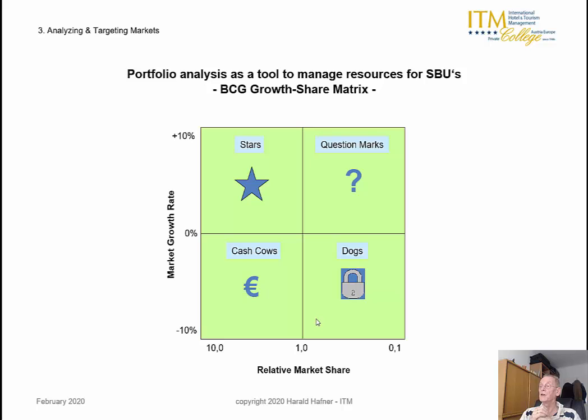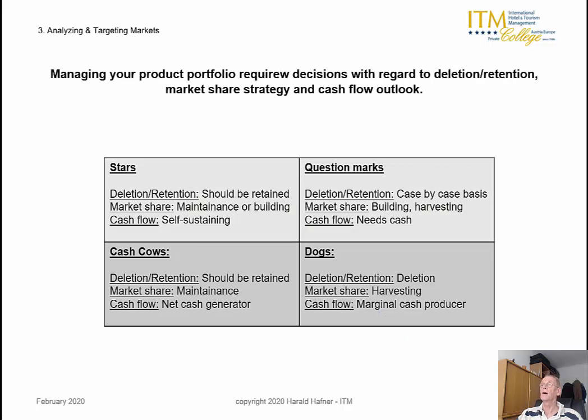Regarding the BCG definition of relative market share, the question, why is relative market share a better indicator of a firm's relative competitive position than absolute market share, we have already discussed, and you should know and be aware of relative market share and its meaning. When we look at the next slide, which gives you an idea of what to do in the different quadrants of the portfolio, you can see the following, right?